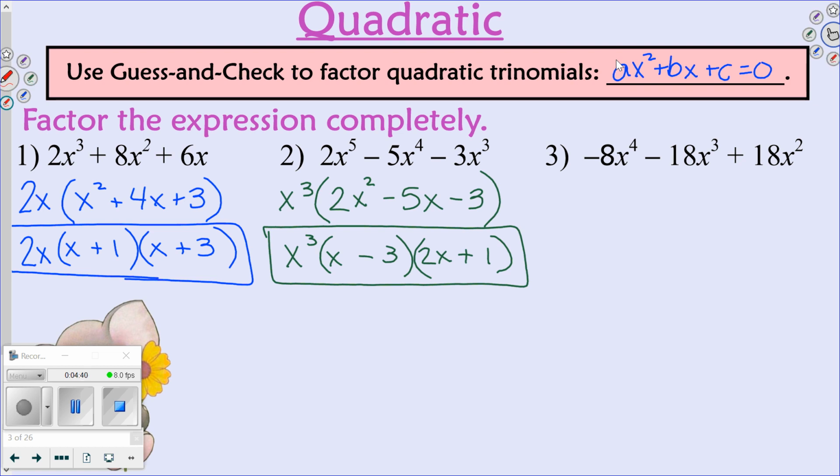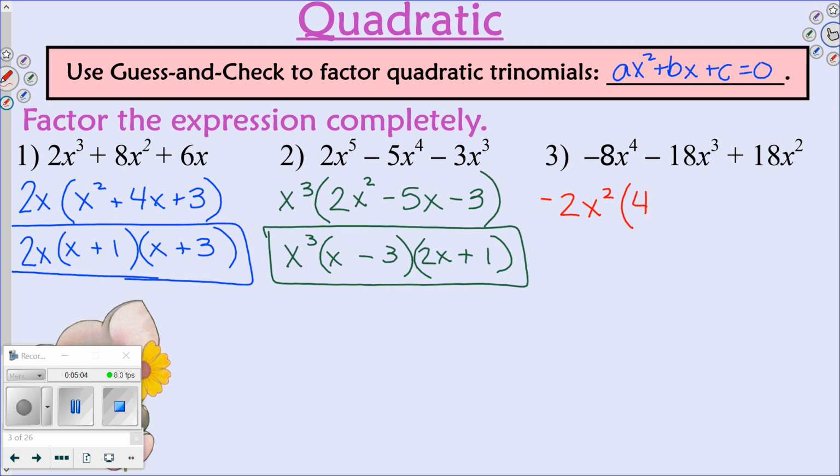All right, what about number 3? GCF? 4 doesn't go into 18. Oh, thank you. First one's negative. Take that thing out. So negative 2x squared. So what is left when I take out a negative 2x squared?